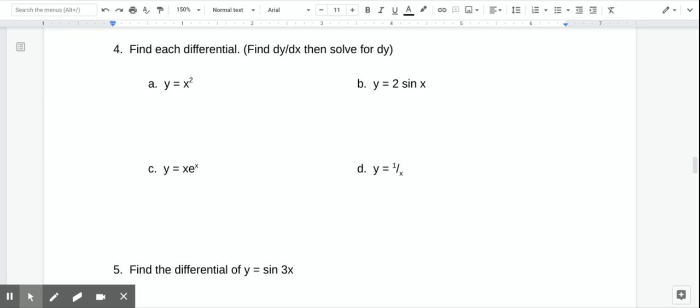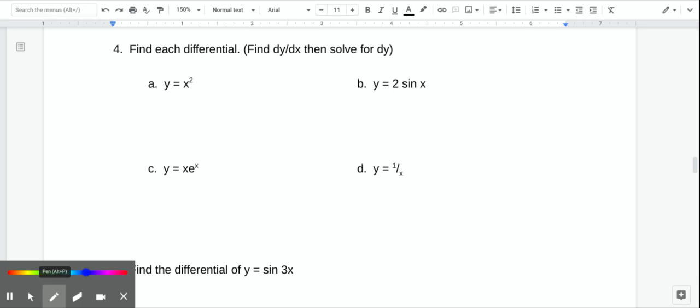We're going to transition to a slightly different type of problem about just finding differentials. Differentials are the dy. We're not worrying about the delta y this time. We're just going to worry about the dy. So this is really easy. We just find dy dx and then solve it for dy. So let me show you that.